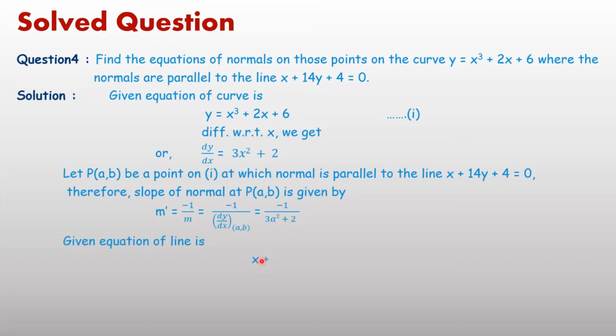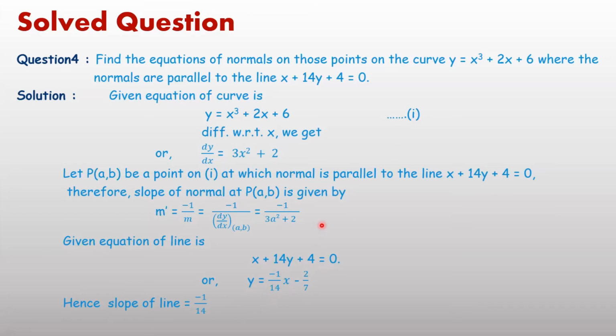Since the given equation of the line is x + 14y + 4 = 0, we can write it as y = -(1/14)x - 2/7. Meaning, we are writing the line in the form y = mx + c, where the coefficient of x represents the slope of the line. If any equation of a line is written in y = mx + c form, then m, the coefficient of x, represents the slope. Hence, the slope of the given line is -1/14.